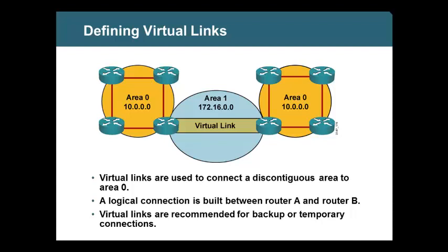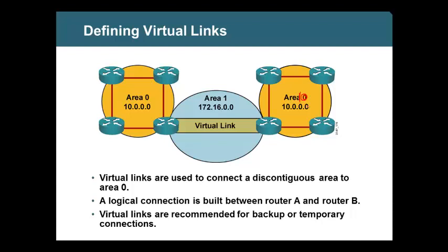Virtual link brings the area in contact with area 0 if the area is not close to area 0. For example, let's assume there is an area called area 10. Let's consider this as area 10. This is area 10.